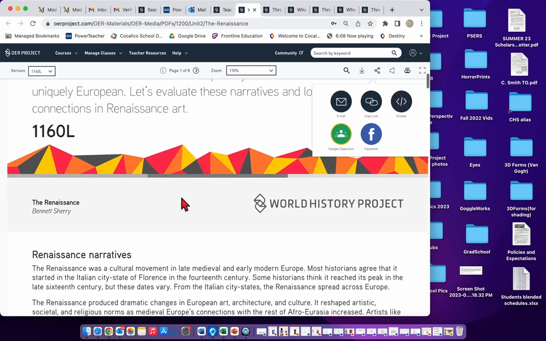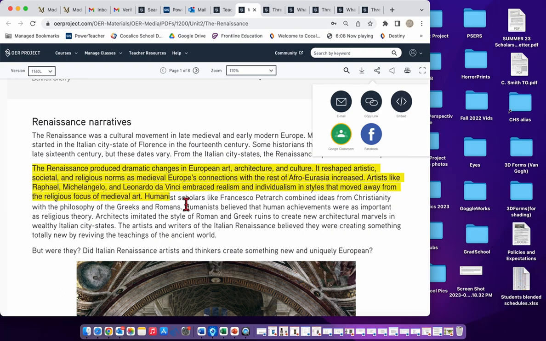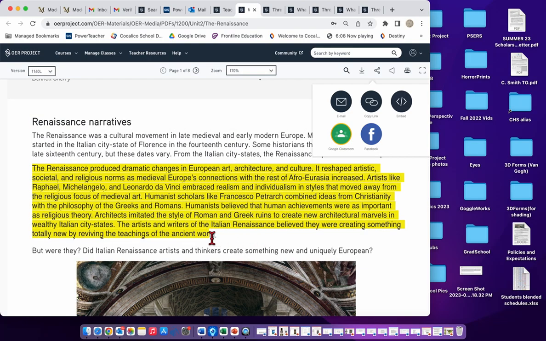So, just to show you a couple cool things about the OER project, they have different reading levels available. I'm going to highlight the first couple of sentences here, basically introducing some big takeaways all about the Renaissance. So here we go. It reshaped artistic, societal, and religious norms as medieval Europe's connections with the rest of Afro-Eurasia increased. Artists like Raphael, Michelangelo, and Leonardo da Vinci embraced realism and individualism in styles that moved away from the religious focus of medieval art.